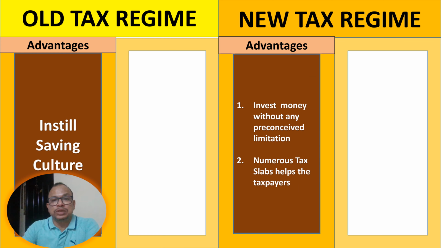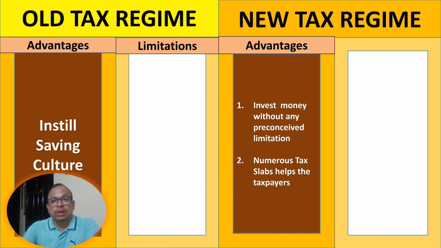Similarly, under the new tax regime, you can invest money without any preconceived limitation. You can invest, but there are no limitations. So the government has given freedom to the taxpayer. They can invest in their own way. Also, the numerous tax slabs help the taxpayers. There are 6 tax slabs under the new tax regime, so these numerous tax slabs help the taxpayers.